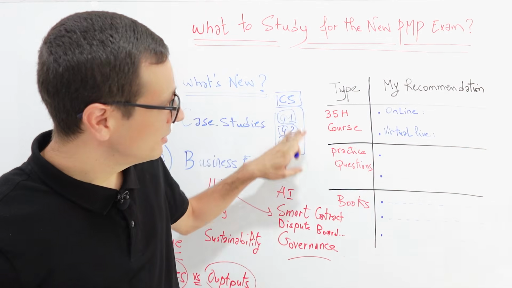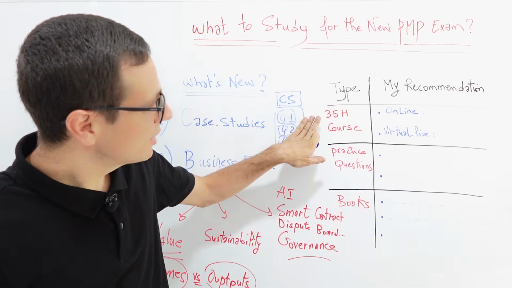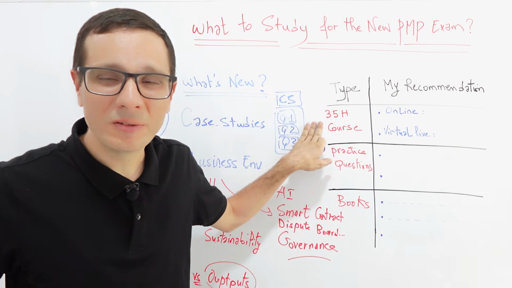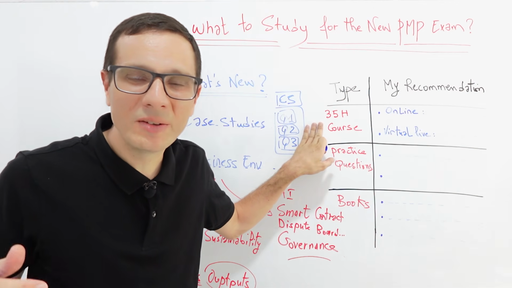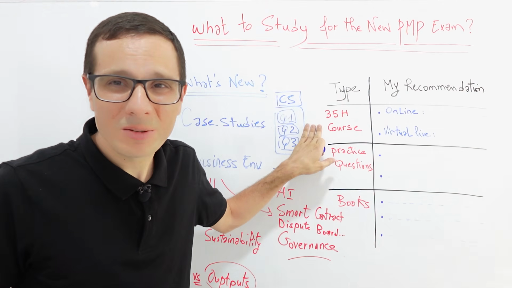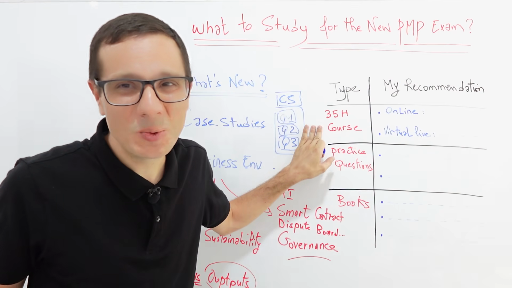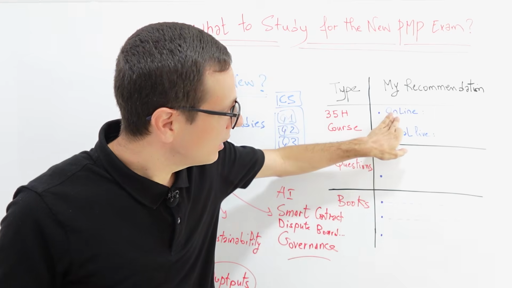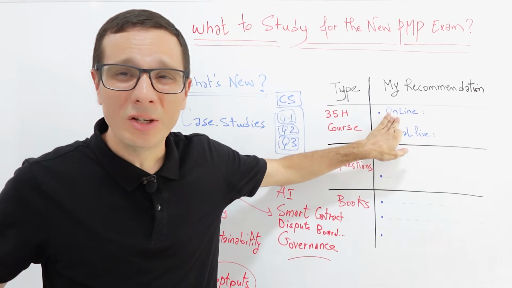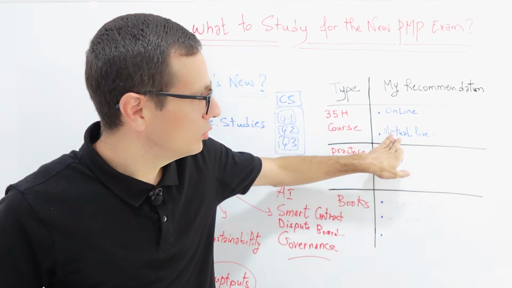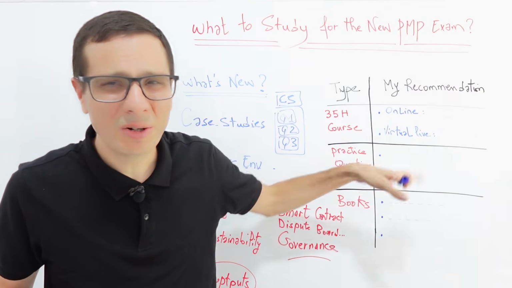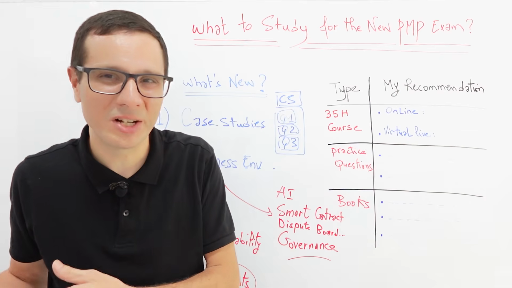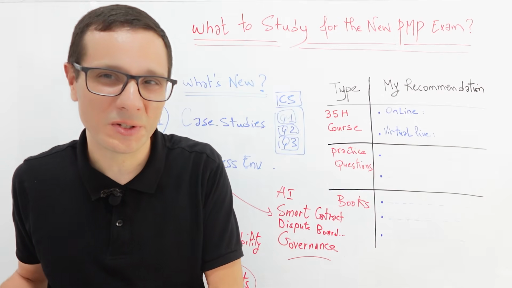I have divided these materials into 3 types. The first type is the 35 hours course, because you need 35 contact hours in order to apply for the PMP exam. So without this, you cannot apply to the exam. That's why you need to attend a course. And here there are 2 options. There is an online option where you just follow a pre-recorded course, or you attend a virtual live training or in-person training if you can afford that, because usually it's much more expensive to attend in-person training.